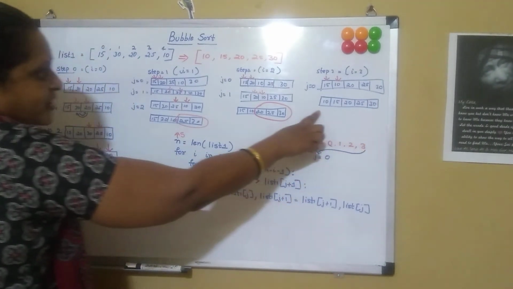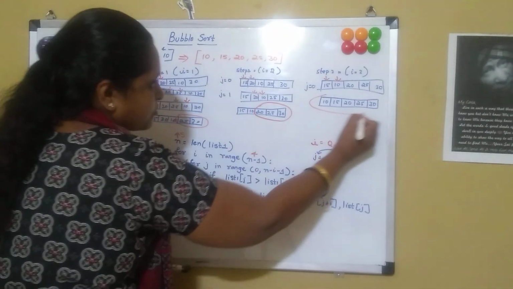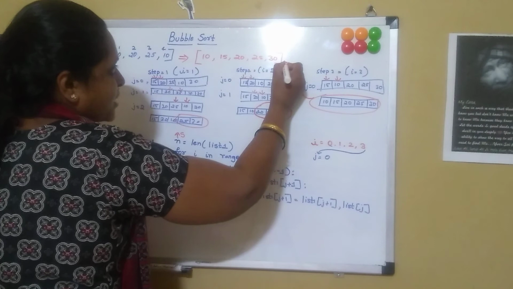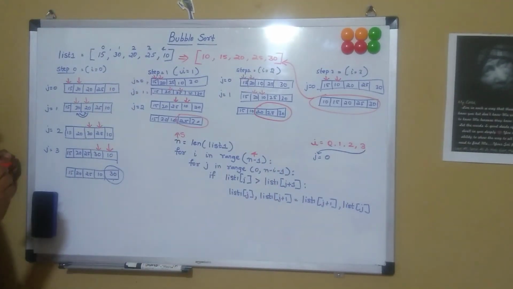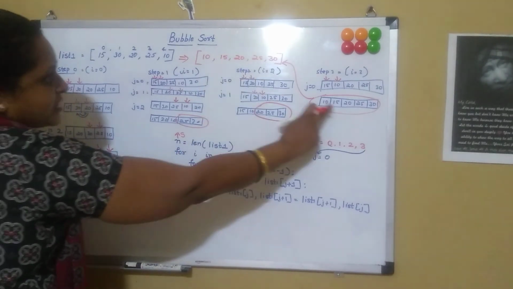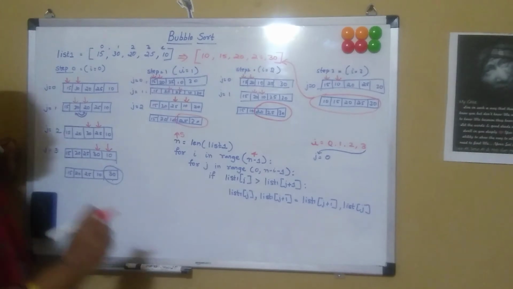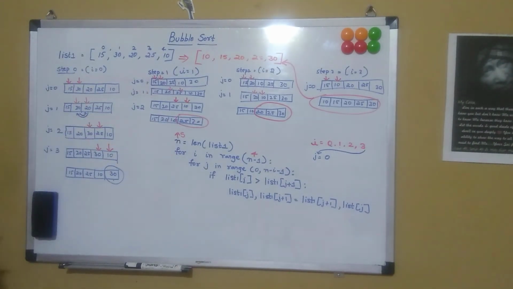And when we check this output with what was required, that is sorting in ascending order, we have achieved it. So 10, 15, 20, 25, 30. So my list has been sorted in ascending order. Similarly, we can check for descending order as well. So hope, friends, it is clear for you.